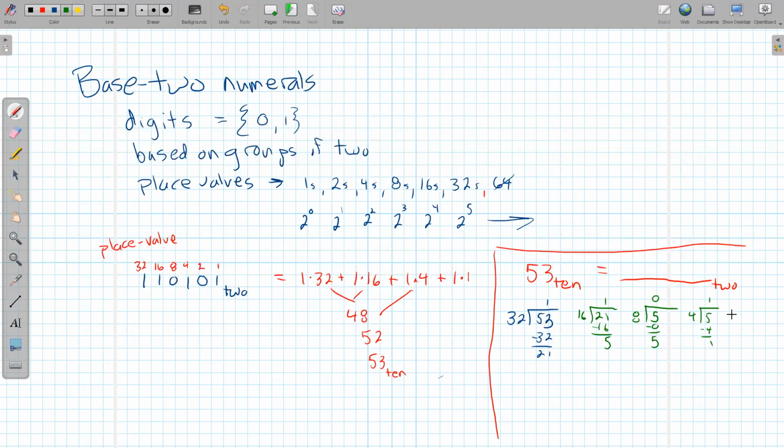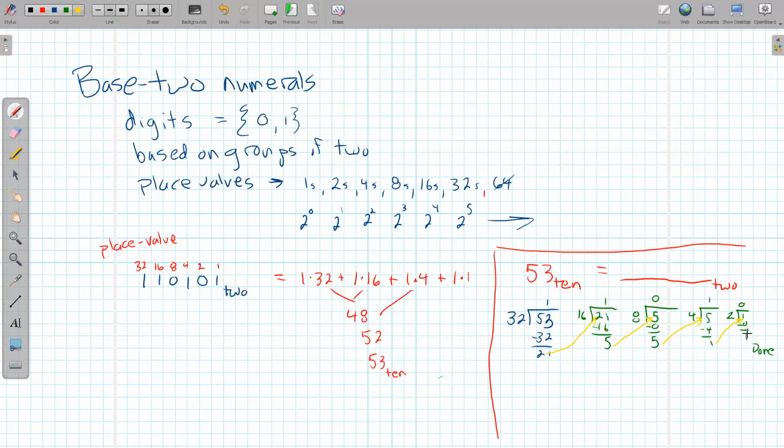And then I move on to my 2s. 2 goes into that remainder how many times? 0 times. Remainder 1. Oops, there's supposed to be a subtract there. And then finally I'm done. 32, 16, 8, 4, 2, 1, done. And just a reminder, it's the remainder that leads us to the next place value to check.